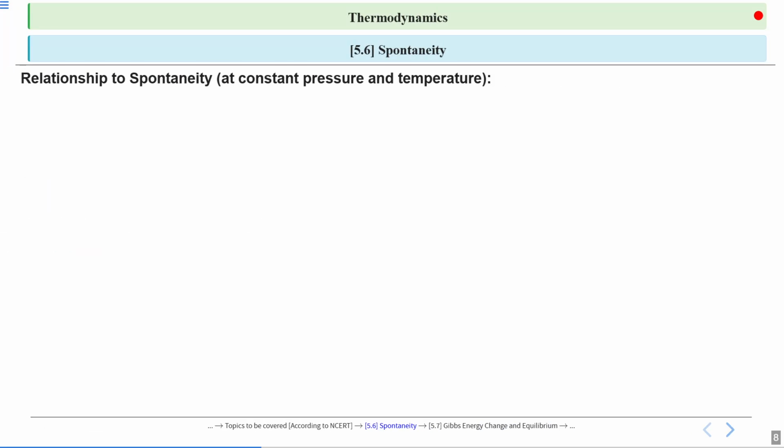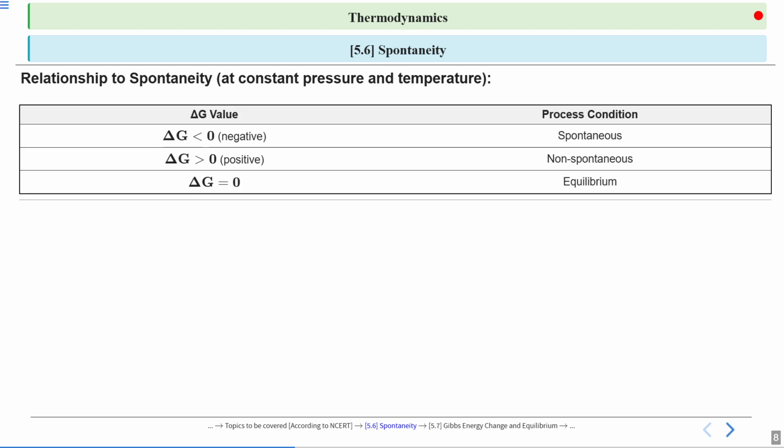Next we have the relationship to spontaneity, that is, the enthalpy and entropy relationship. For this table that you are seeing right now, we will go through a series of derivations, but for now just take it as a starting point, and this is very important. If you want to decide the spontaneity of a given process, you just have to calculate the Gibbs free energy change for the system and not for the overall surrounding. And this is the upper hand that we got with the help of Gibbs free energy.